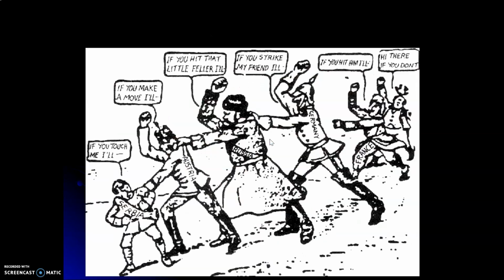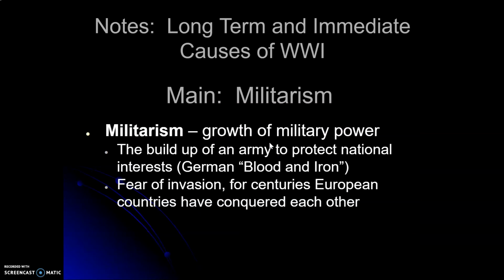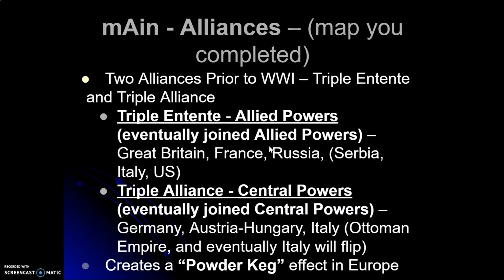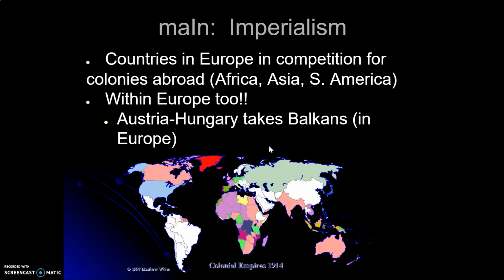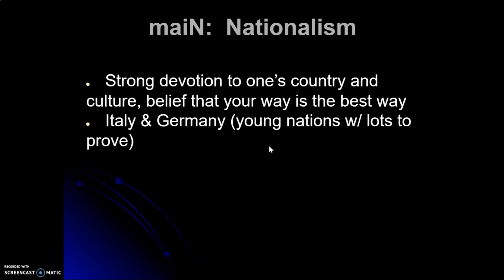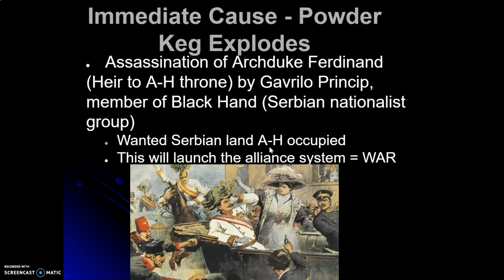All right, let's scroll back here real quick. Militarism, alliances, imperialism, and nationalism. Those are the things that happen over a series of decades leading up to World War I. So what is the straw that breaks the camel's back? What is the event that makes this war happen? In other words, what is the spark that lights the powder keg that Europe had become?